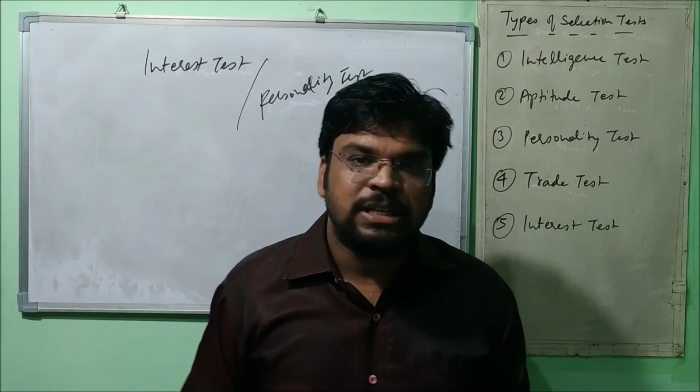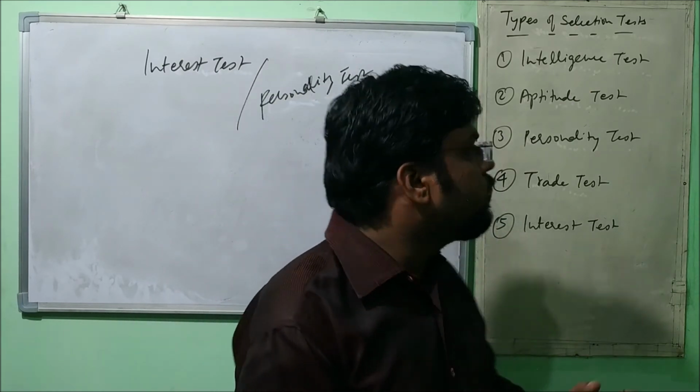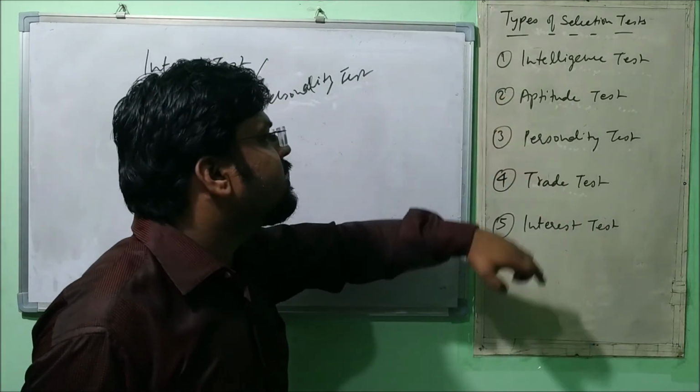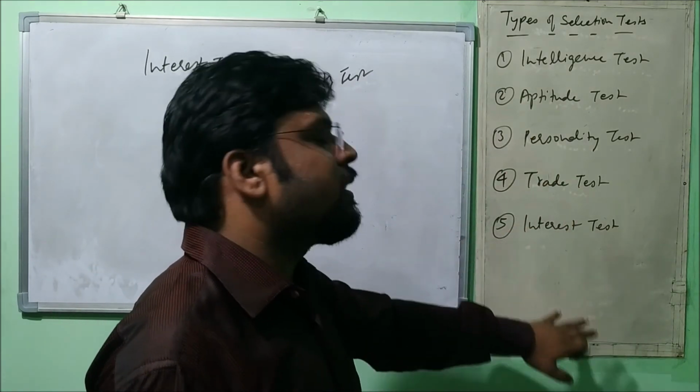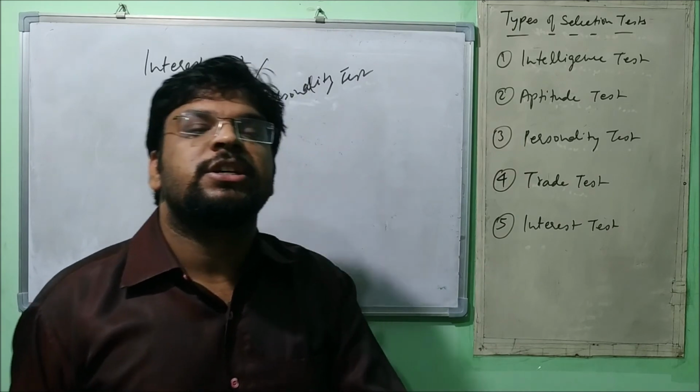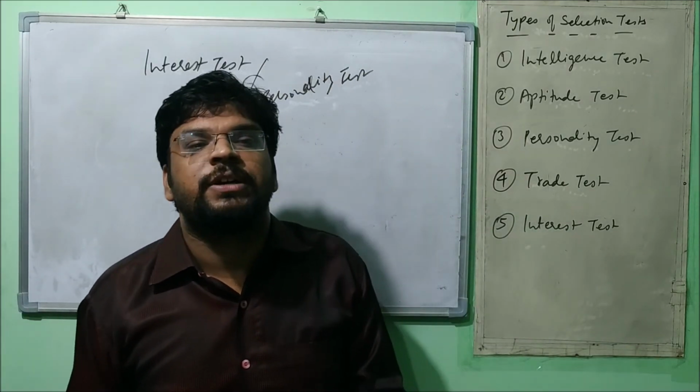So it is all about this test. Now it's time to conclude. We have understood all these five tests: intelligence test, aptitude test, personality test, trait test and interest test. But as I told you, organizations may conduct some other tests as well, but these are not part of your syllabus. That's why we are not discussing them here.